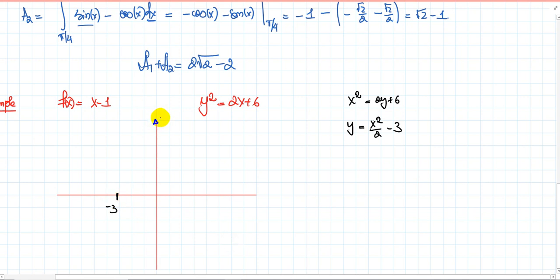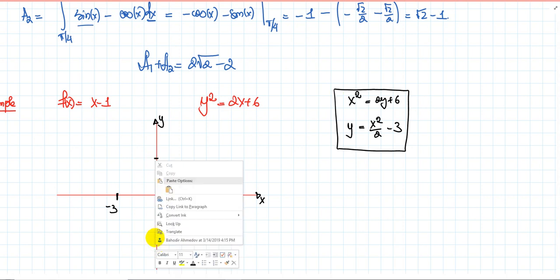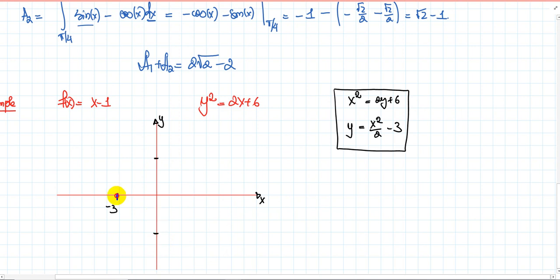So when y is equal to 0, what is the x? When x is equal to 0, what is the y? Plus minus square root of 6, right? So this will be plus minus square root of 6. So here and here, so we need to draw this like this. So this is the curve y squared is equal to 2x + 6, okay? The ordinary parabola, which lies on the x line, okay?